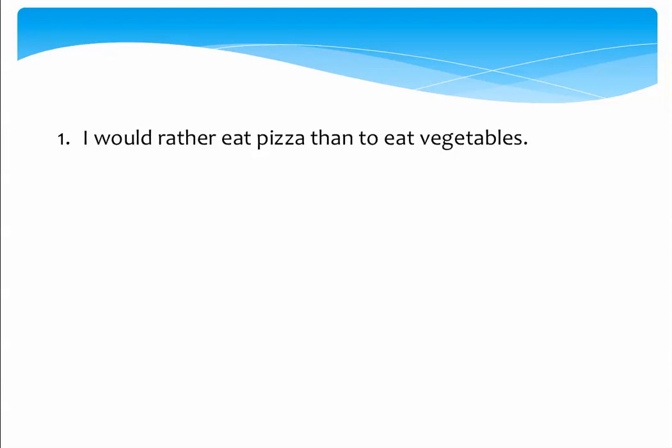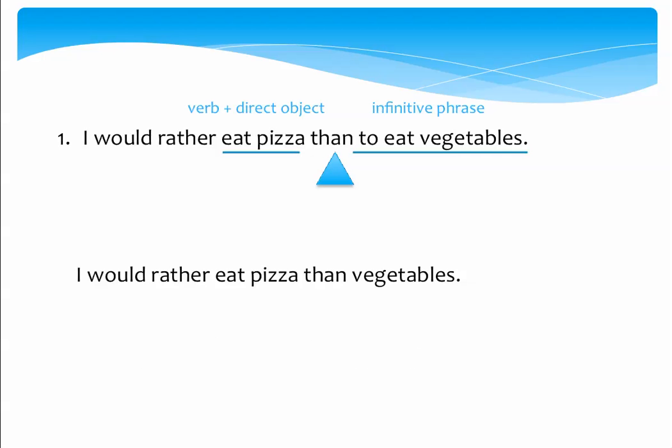Number 1, I would rather eat pizza than to eat vegetables. This should sound weird to your ear. I find the element that's joining, the joining element, in other words, the conjunction. Then I look at, okay, what is this conjunction bringing into balance? Eat pizza and to eat vegetables. Here I have a verb and a direct object and an infinitive phrase. So the difference, yes, is only one word, but it makes a big deal in terms of the structure of this sentence. So to make it parallel, I want to make sure my two parts are the same.